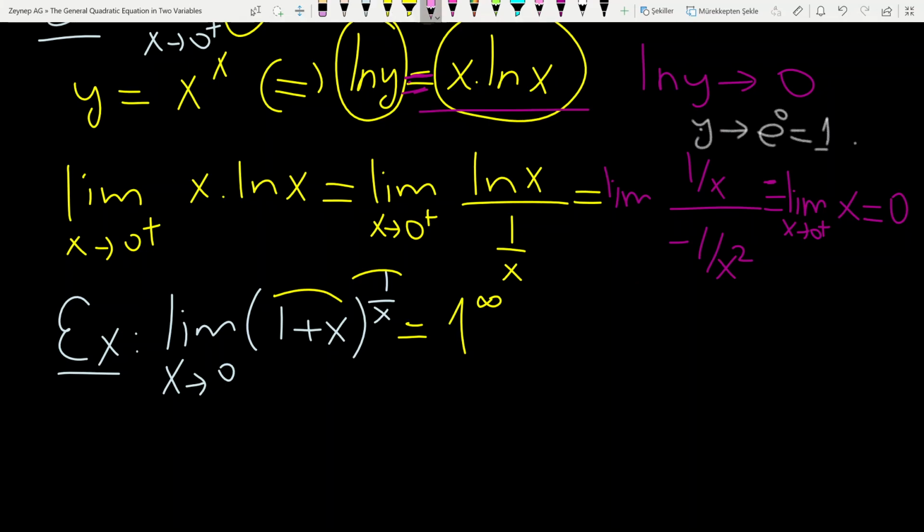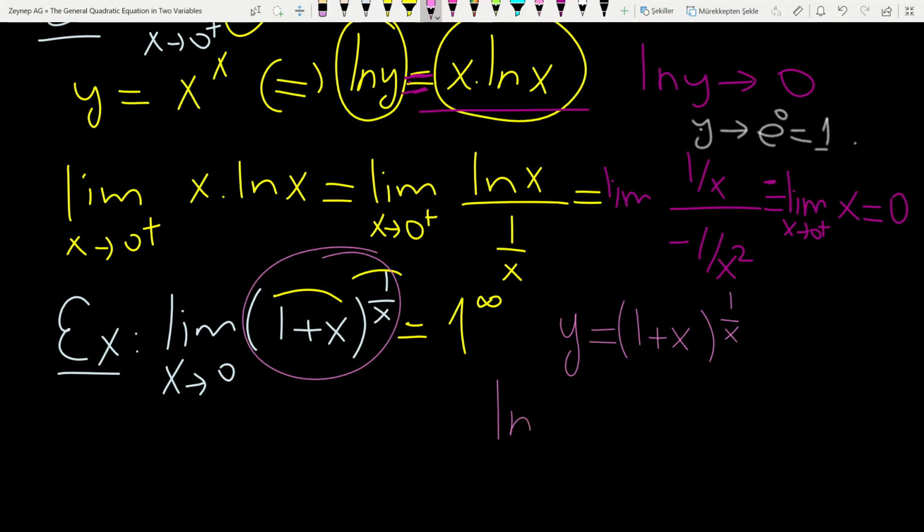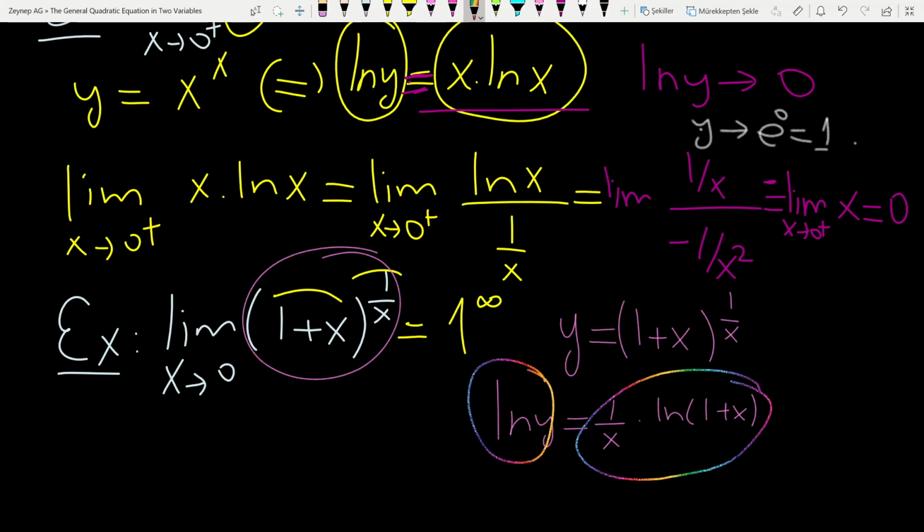So what is the first step? The first step is to give a name to the given function. Let's say y is equal to (1 plus x) to the power 1 over x, right? And take ln of both sides: ln y is equal to 1 over x times ln of 1 plus x, right? Instead of focusing on the limit of the left hand side, we focus on the limit of the right hand side. So let's look at the limit of the right hand side when x tends to 0.